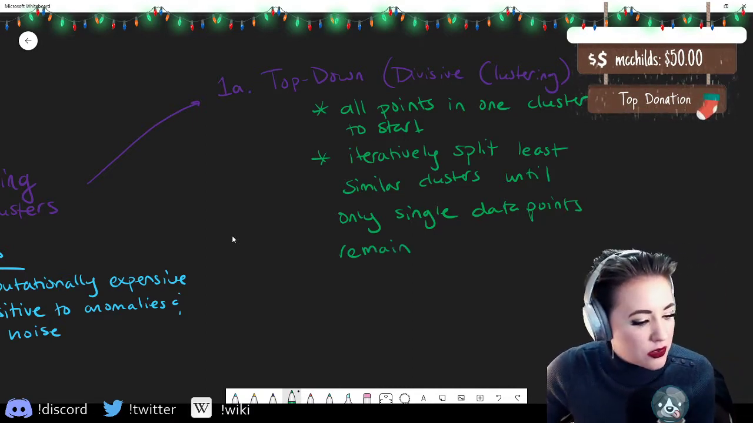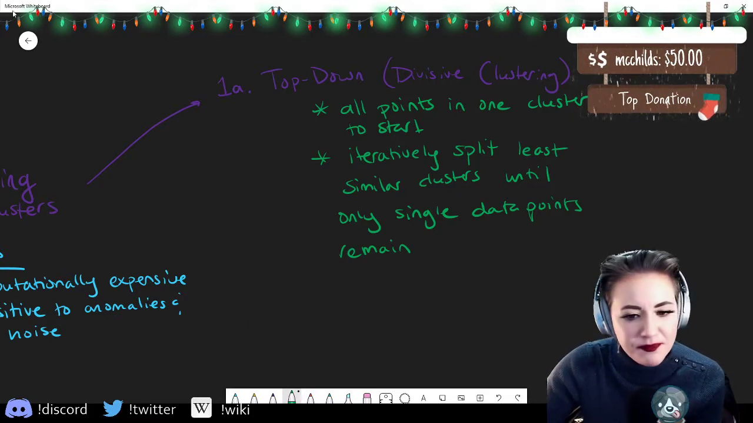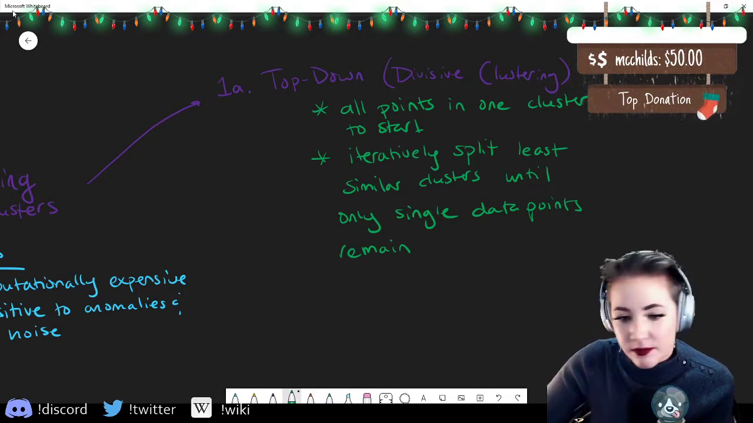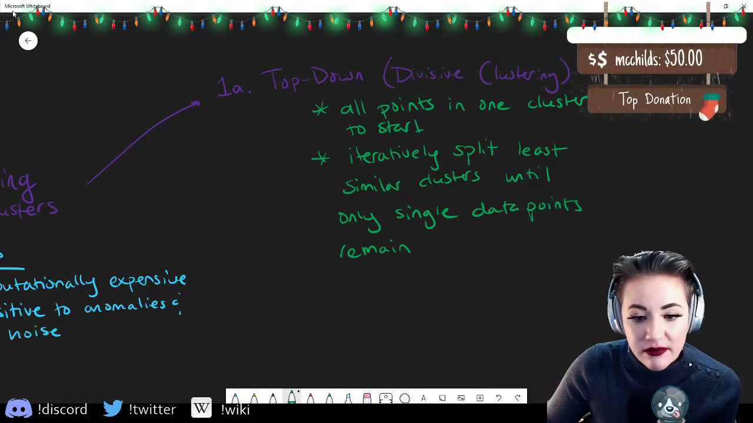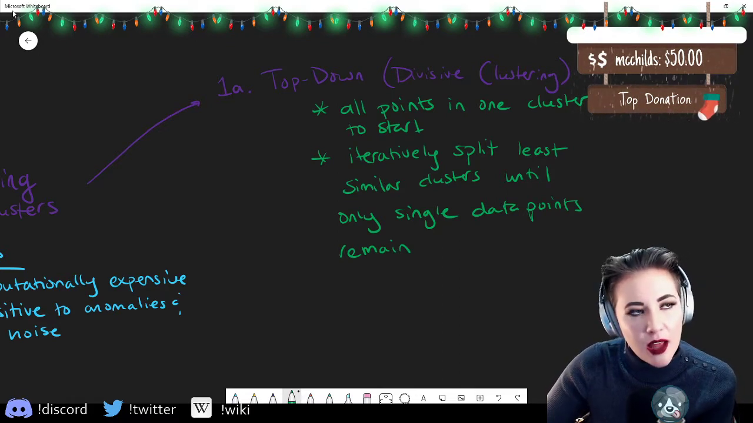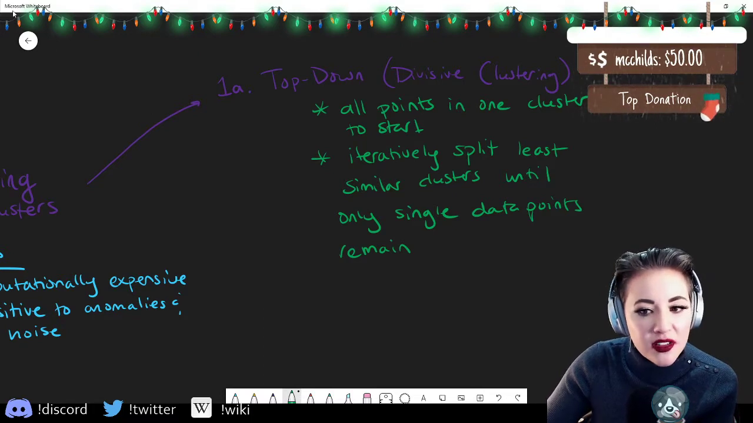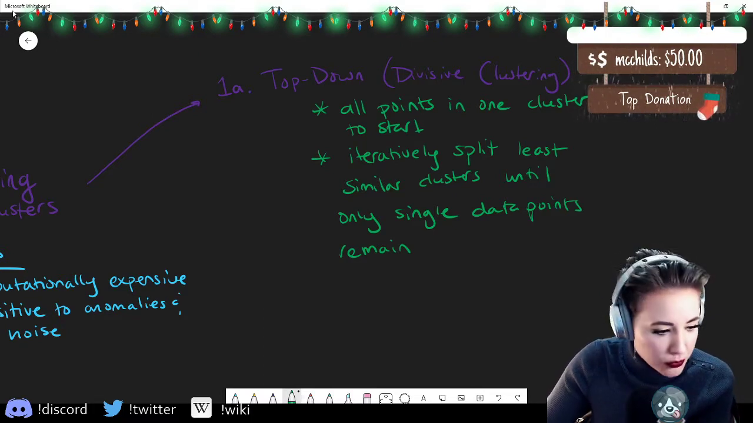What tool am I using to draw? I think this is just Microsoft Whiteboard. It works. It's all right. Okay. So this is not a lot, but you can think about it like our decision tree. We start with our root node, we start with one cluster, and we split based on a rule of some kind.